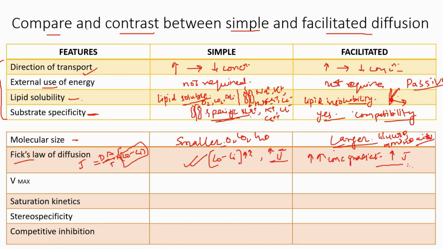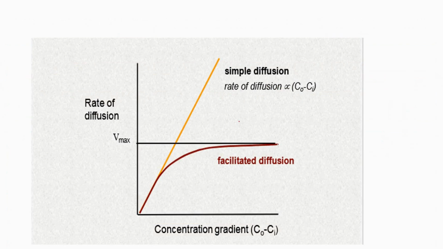concentration gradient. Refer this graph. This graph gives you the relationship between the concentration gradient and the rate of diffusion, on the y-axis the rate of diffusion, on the x-axis the concentration gradient. As you increase the concentration gradient, there is increase in the rate of diffusion. This yellow graph gives you this information that as you increase the concentration gradient, your rate of diffusion is increasing. This is the feature of simple diffusion, okay, as we discussed.